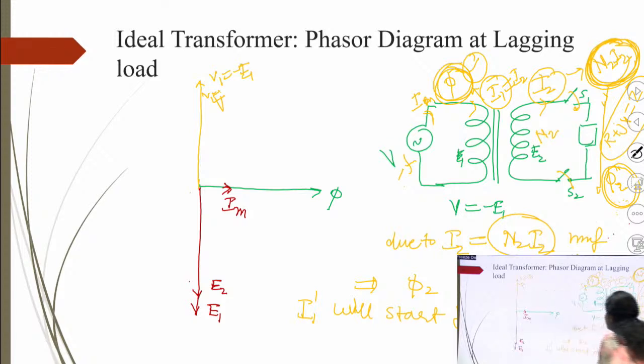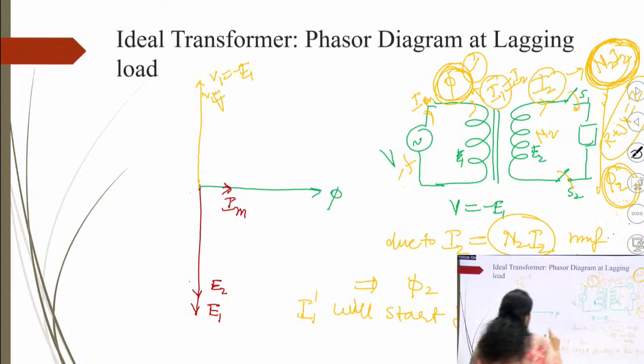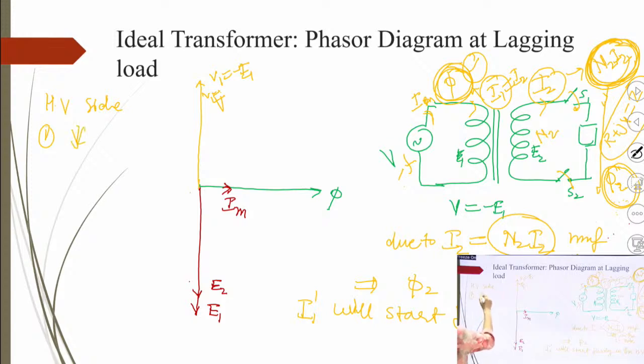Now you can see, in the primary or the high voltage side, two currents are carried. One is the magnetizing current, that is no load current, you can say. The second is the I1 dash current, right, which must be equal to the I2, right.